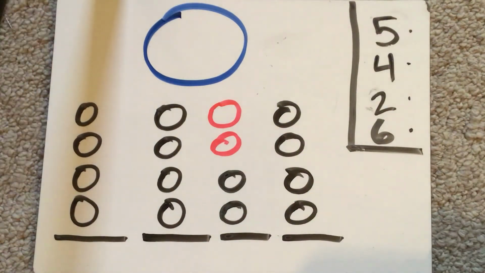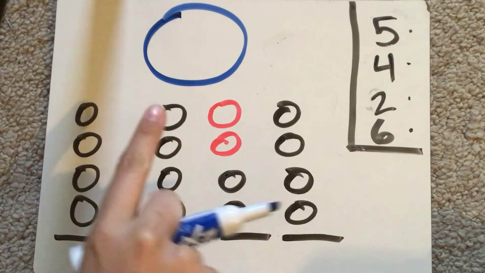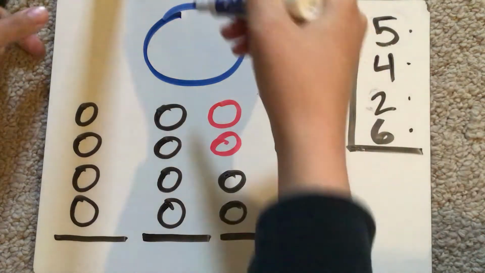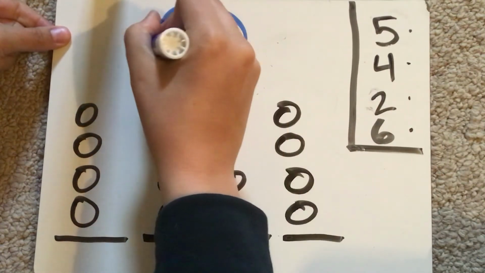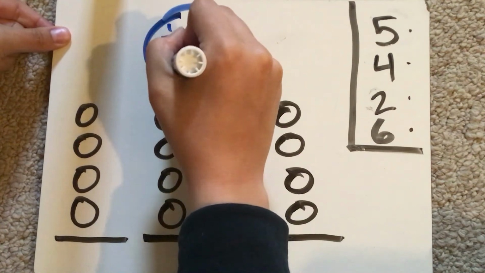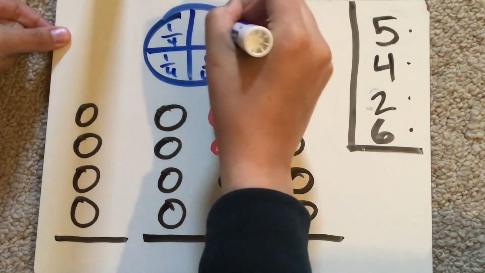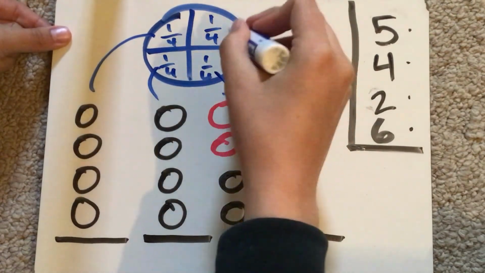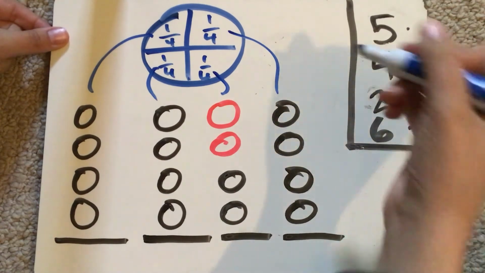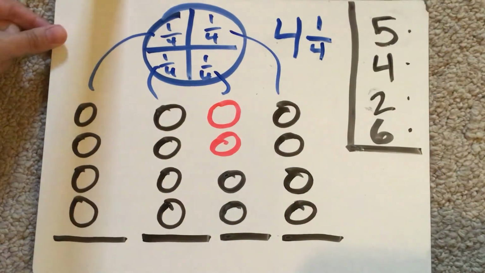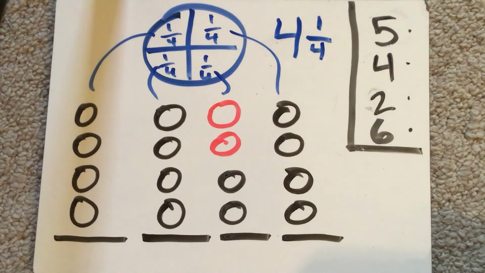So up at the top here, I have 1 circle left, and I need to cut it up amongst 4 rows. So if this were a piece of pizza, I would cut it up into 4, which leaves me with 1/4, 1/4, 1/4, and 1/4. So I would give 1/4 to each of these rows. So I'm left with 4 and 1/4 as my answer for the mean for this problem.